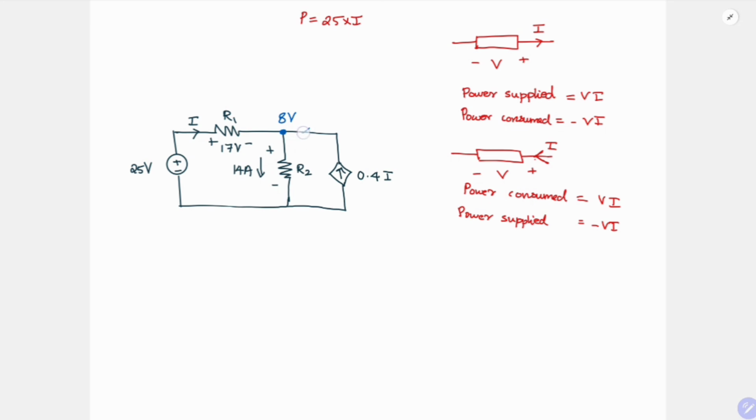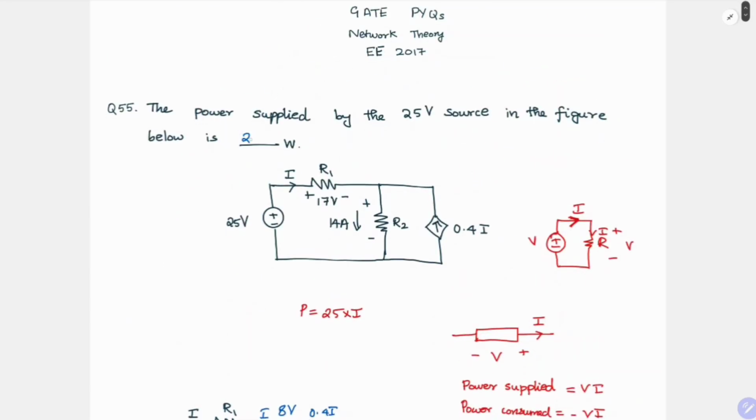And for the current, 0.4 I is coming here, I is coming here, and that is equal to 14. So 1.4 I is equal to 14 ampere. So I is equal to 10 ampere. Now you have I and V. So what is the power supplied? Since I is positive here, it is plus 25 into 10, which is equal to 250 watt. So this is a very easy and straightforward question. So your answer is 250.